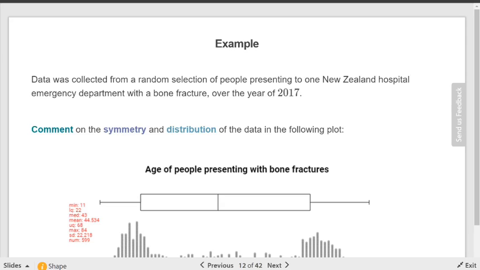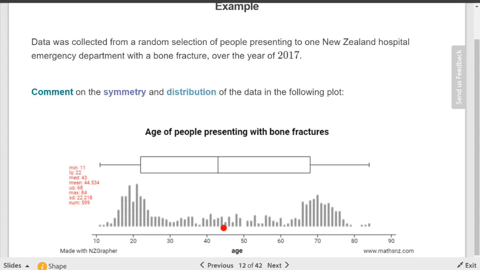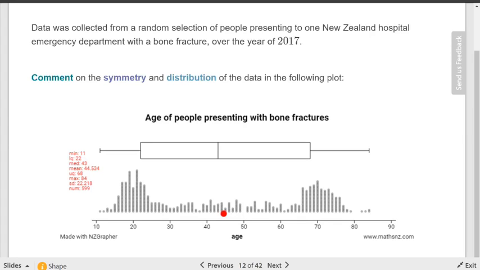Okay. All right. So, data was collected from the random sample. We want to comment on the symmetry and distribution of the following data. If you look at the graph here, comparing the median and the mean, the mean is slightly to the right of the median, right? But it's very tiny amounts. So you could justify that this one is symmetrical, I'm sorry, because they're so close together. But you could also argue that if they're not exactly the same, then they're not. What you must do, though, is give me numbers to back it up, whatever you say.